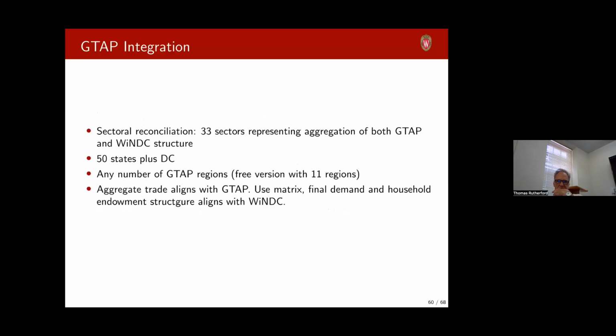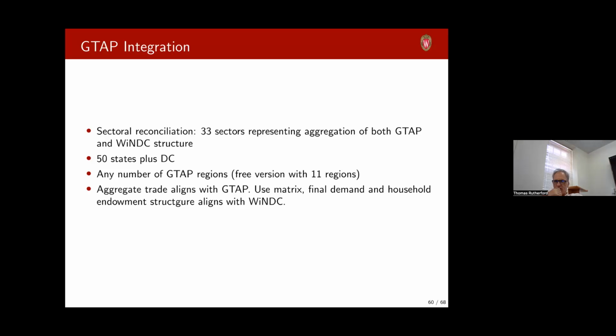So let's see, I'm not going to go through this. The key thing that we've got in the new data set is an integration of GTAP sectors. In this case, we have 33 sectors representing categories within GTAP, and those activities in the GTAP data for the US are broken down to match the states. So we're basically trying to maintain a handshake with GTAP at the national level, but then doing disaggregation based on shares we get from the WiNDC framework.